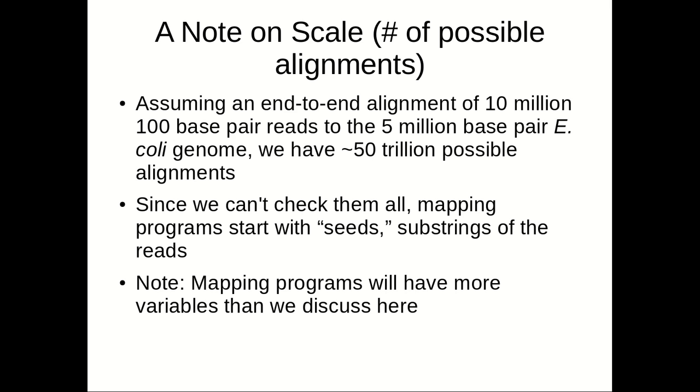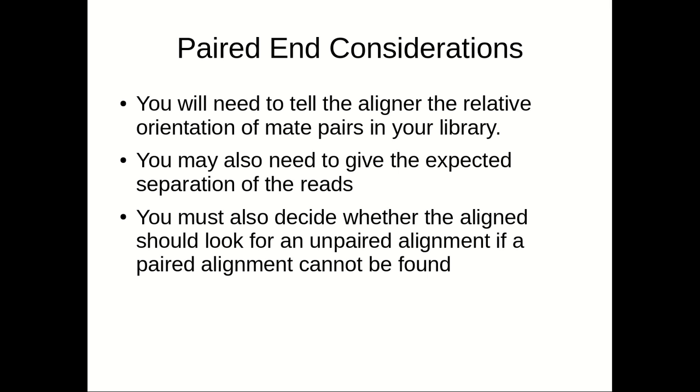And as you can imagine, there are a lot of parameters that we can set in this process, and you'll need to consider in many cases what the ideal parameter settings are. There are also a lot of considerations if you're using paired end reads. First of all, you need to tell the relative orientation of mate pairs in your library. So you have read 1, read 2. Are they going in the same direction or in opposite directions? And are they on the same strand or opposite strands? You'll need to be able to tell the aligner that.